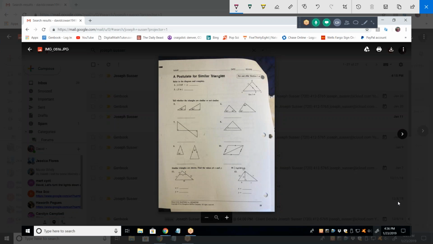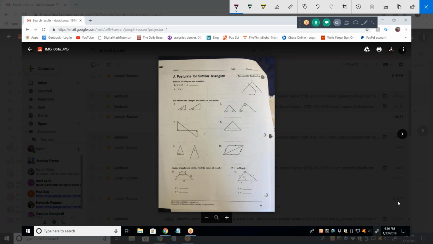Are those similar? Yes, they are, because of the vertical angles. Whenever you see that kind of a diagram, they're always similar. The main reason is those are vertical angles right there. You've got a 90-degree angle there and there. So this one has to be the same as that one.